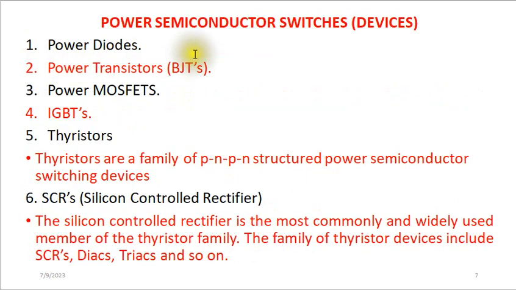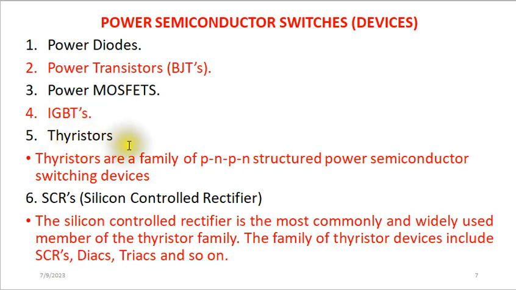So the next thing is we are going to look at the devices, which are the switches, the electronics components, which are used in power semiconductor application for power electronics. Basically, we have 6 of them. There are power diodes, power transistors, which are BJT in nature, bipolar junction transistors. We have power MOSFETs, which is metal oxide semiconductor field effect transistors. We have IGBT, which stands for insulated gate bipolar transistors.